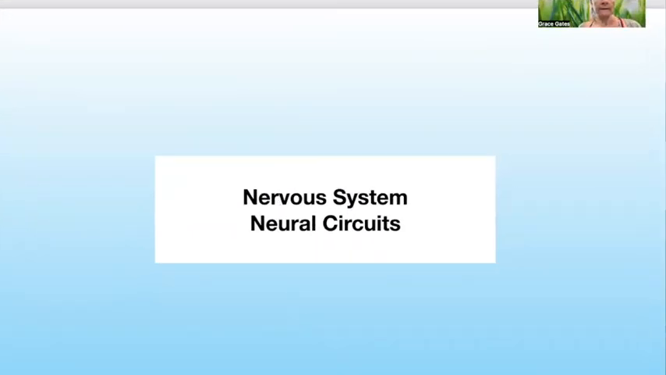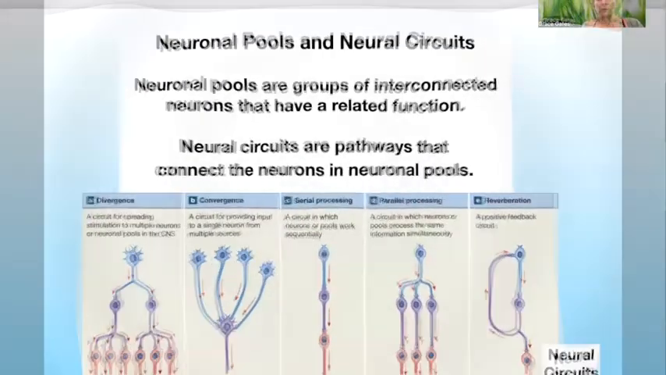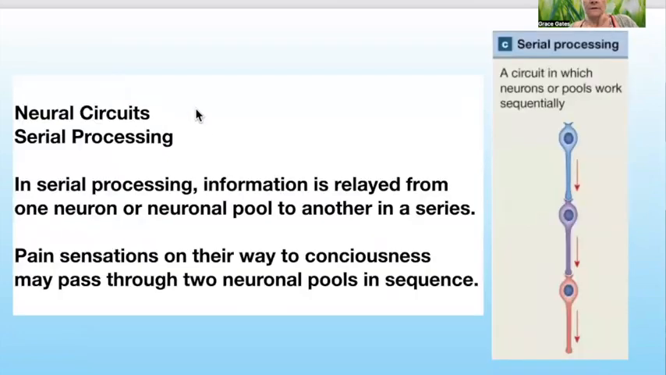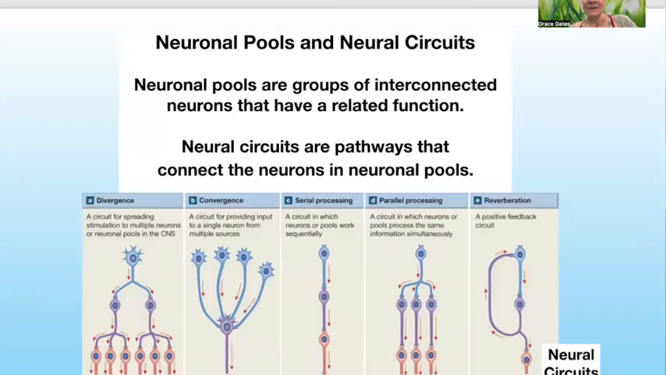Okay, now neural circuits. So a little vocabulary here. Neuronal pools are groups of interconnected neurons that have a related function. Neural circuits are pathways that connect the neurons in neuronal pools. So there are different types of neural circuits, different ways of connecting neurons in their neuronal pools.